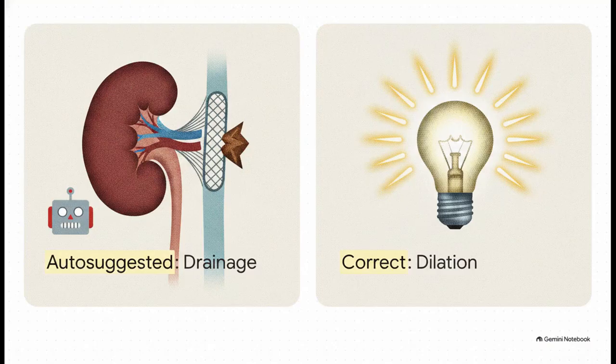Okay, how about a ureteral stent placed because of a kidney stone obstruction? An encoder sees stent and immediately thinks drainage. But hold on, the stone is blocking the flow, right? We're opening up that ureter to let urine pass. We aren't just draining, we are actually dilating the ureter, so dilation is absolutely the right call here.